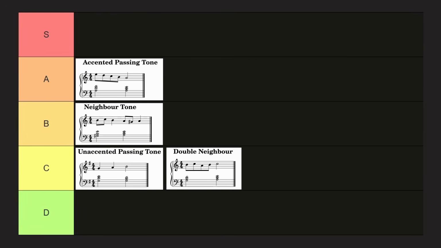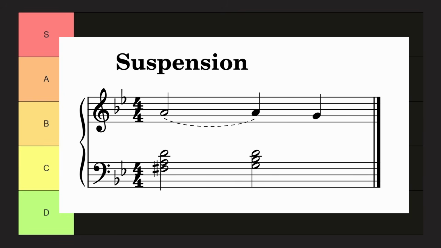Next on our list is the suspension. This is made up of 3 parts and is probably the most complex NHT on this list. First, we play a chord tone, then while still holding that note, the chord underneath changes, turning the note into a dissonance. Finally, the note moves down by step to a chord tone of the new chord, resolving the dissonance. Let's hear an example.